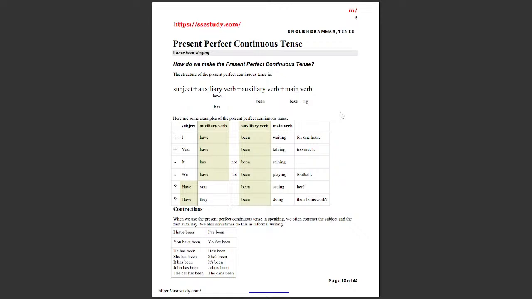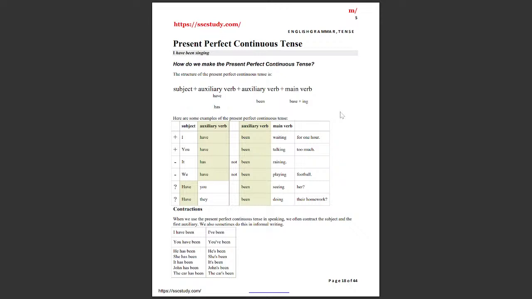So let us quickly go into the present perfect continuous usage. Positive sentences, like I have been waiting for 1 hour. You have been talking too much. Negative sentences, like it has not been raining. We have not been playing football. And questions, like have you been seeing her? Have they been doing their homework? So these are the present perfect continuous tenses.